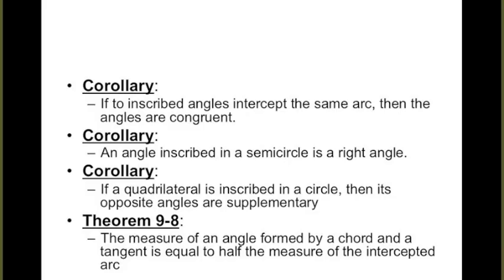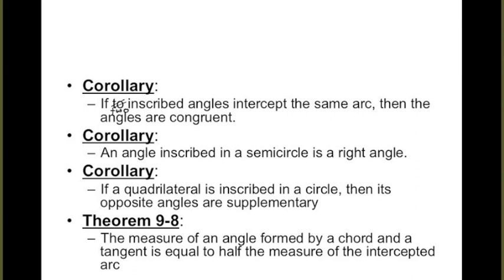We have a corollary here. There's a horrible typo. I'm a grammar person, and this drives me crazy. So if two inscribed angles intercept the same arc, then the angles are congruent.